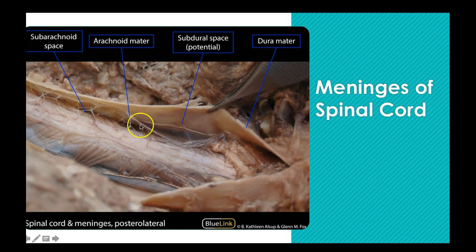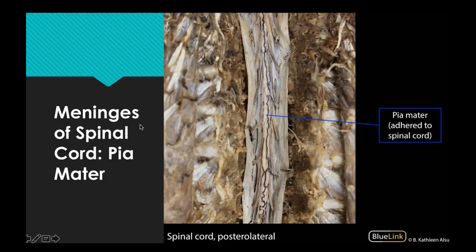And once we peel away this arachnoid mater, we are able to see the pia mater that is adhered to the spinal cord. And just so you're aware, these were the spinal veins that I was referring to in the previous slides.